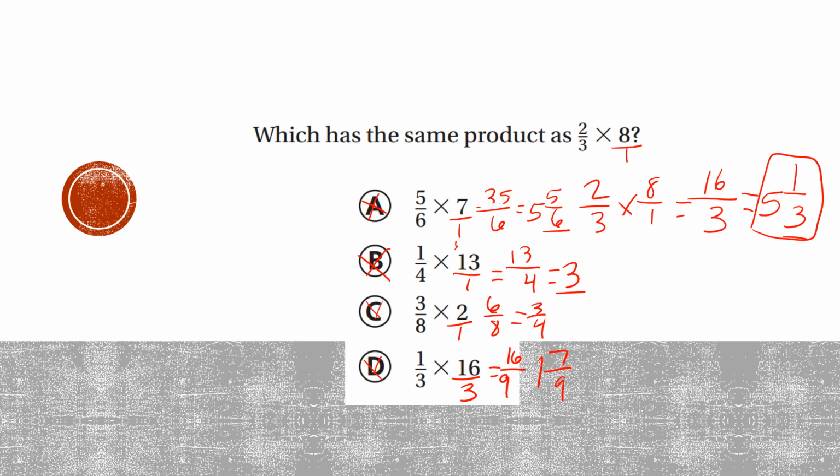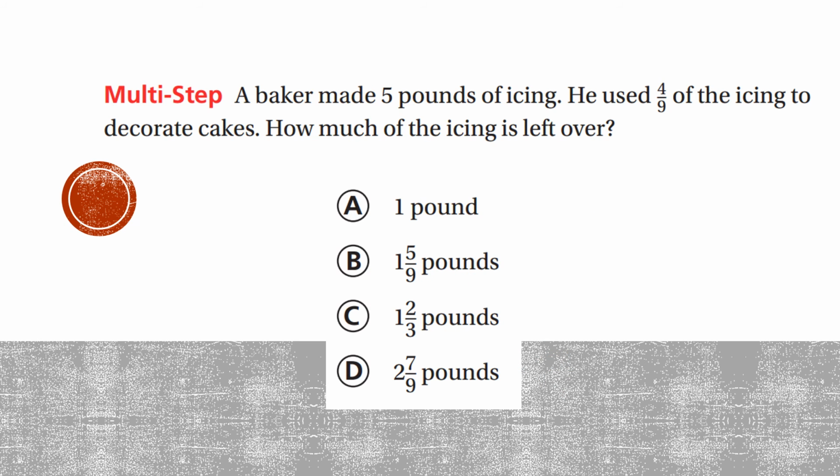All right. Okay. Another multi-step problem. A baker made 5 pounds of icing. He used 4/9 of the icing to decorate cakes. How much of the icing was left over? So a baker made 5 pounds of icing. He used 4/9 of the icing to decorate cakes. So 5/9 was left over.